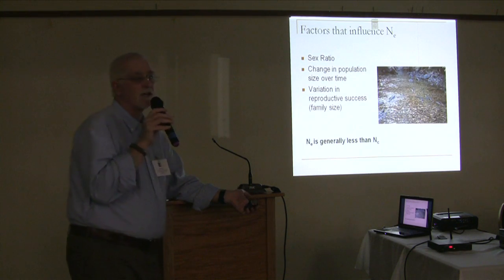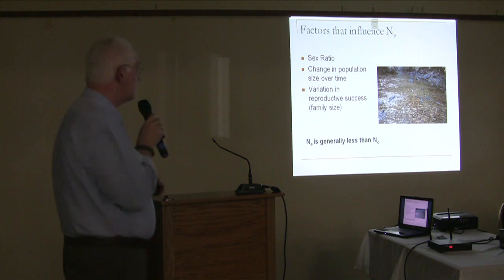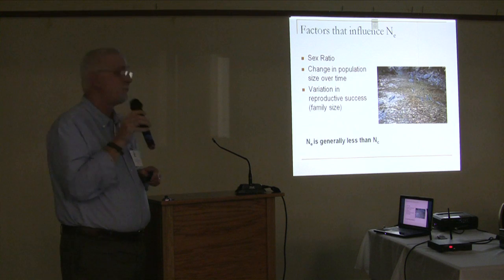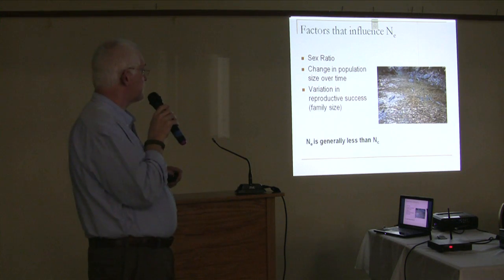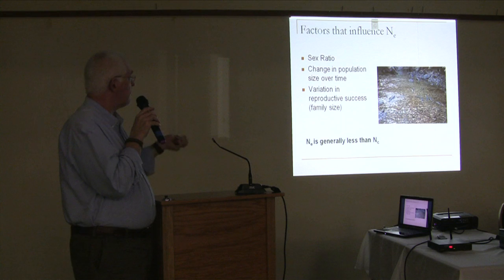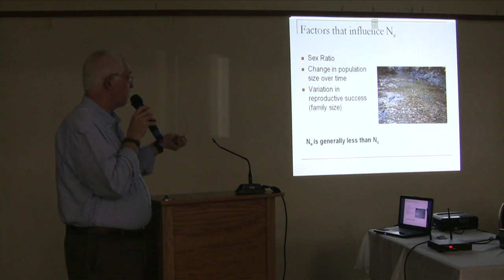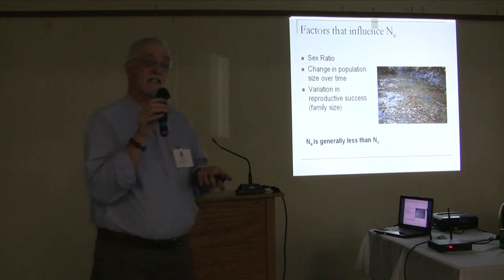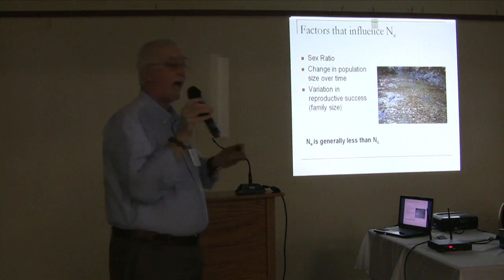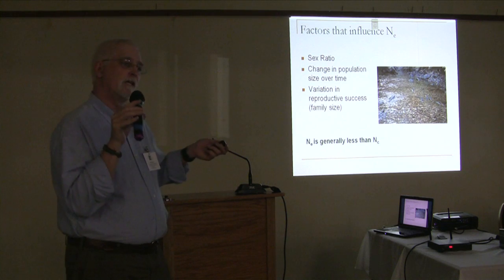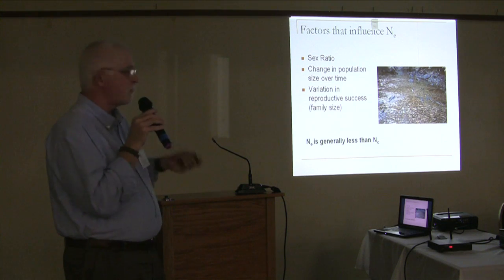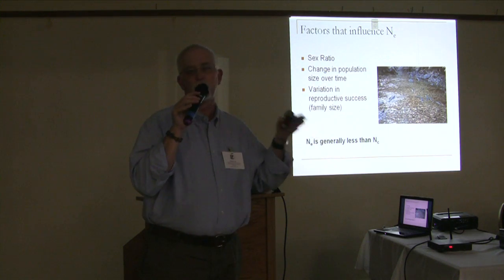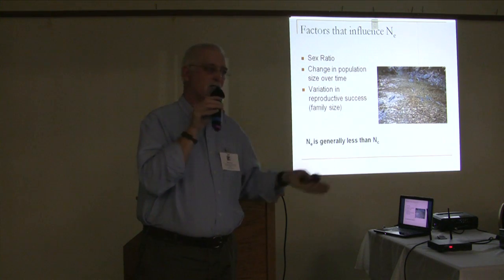There are a number of factors that affect effective population size. These include sex ratio, change in population size over time, and variation in reproductive success. Because these things are always acting in nature, the effective size of a population is generally less, and frequently much less, than the counted number of individuals in that population. So if you go out and you count a population of 100 individuals, you really have an effective size that's likely much lower than that.